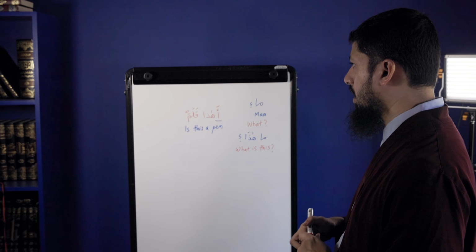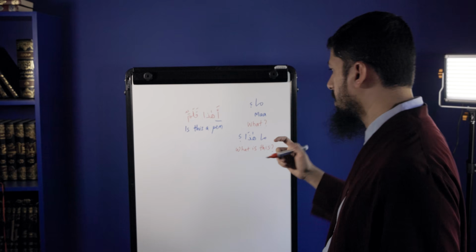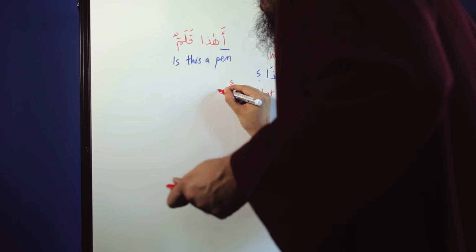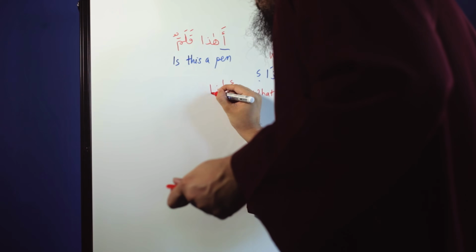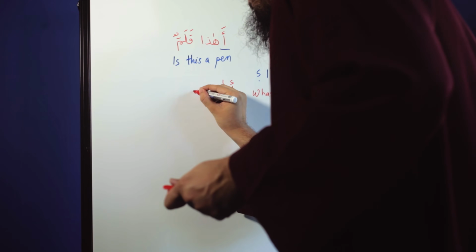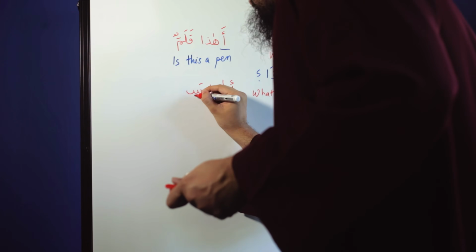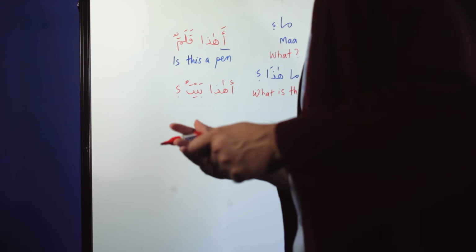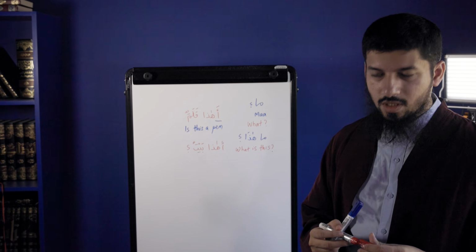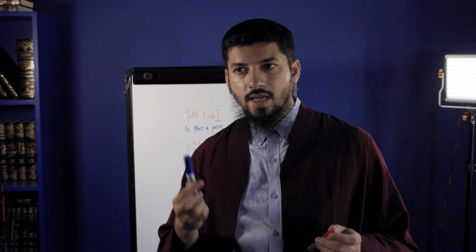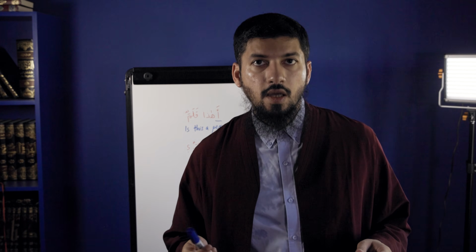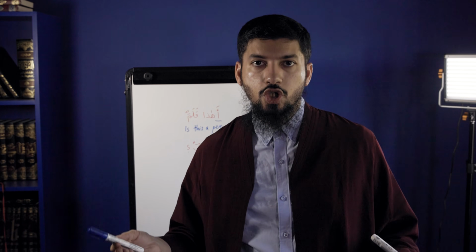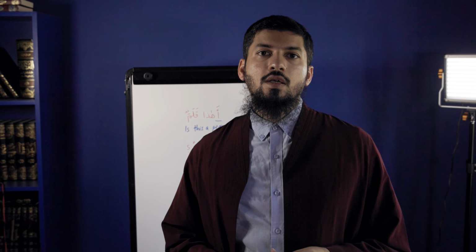Is this a house? How do you say this? أهذا بيت. أهذا بيت. Is this a house? أهذا قلم. Is this a pen? أهذا مسجد. Is this a masjid? أهذا كتاب.